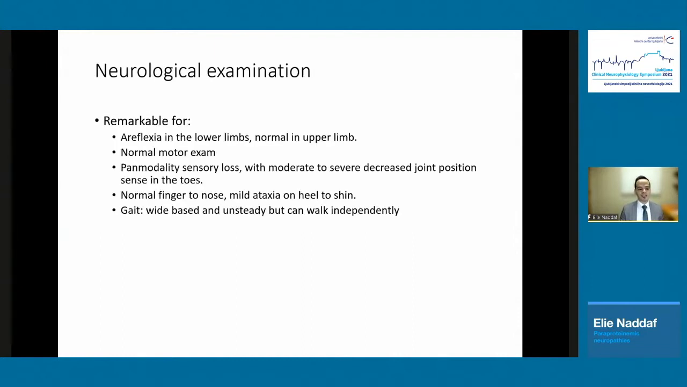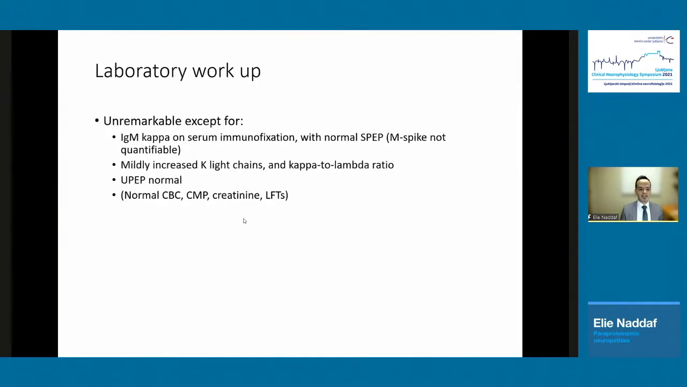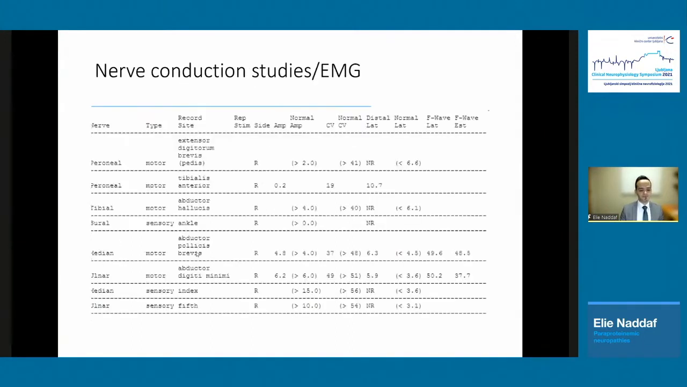On examination, he had pan-modality sensory loss with moderately to severely decreased joint position. He had no weakness, and he had a wide-based gait. So now you did your routine blood screen, and you find the monoclonal protein. You only saw it on immunofixation, so it's quite small, and it's of the IgM kappa subtype with mildly increased kappa light chains. The rest were all normal. In particular, there was no hypercalcemia, no renal failure, no other cytopenias.